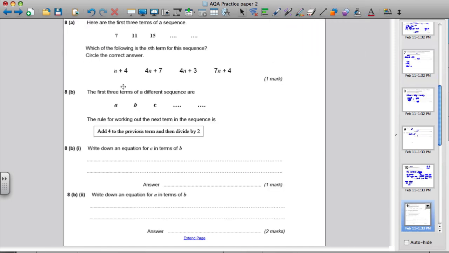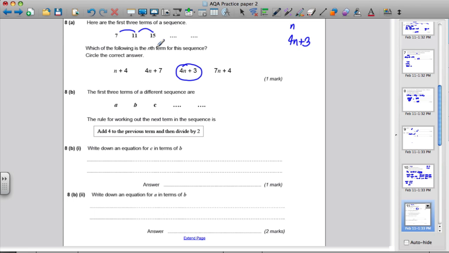Okay, question 8. Here are the first 3 terms of a sequence. Which one of the following is the nth term? Well, let's just have a look at the sequence. What are you doing each time? You're adding 4. So the nth term is going to have a 4n in it in some form. Try it for n is 1. 4 times 1 is 4. For the first term you actually want 7, so you're going to have to add 3. So the nth term is 4n plus 3.